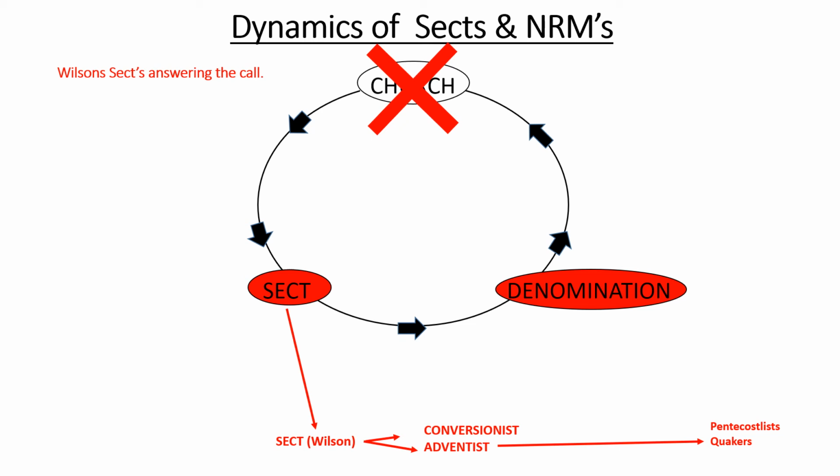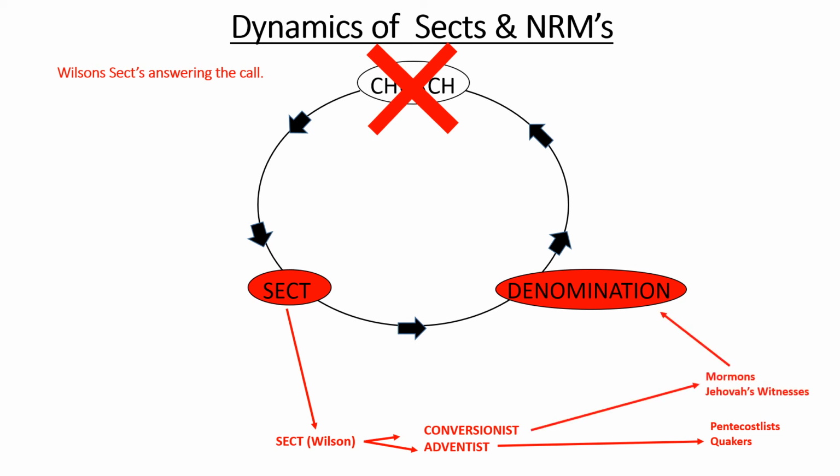Now, with the Adventist sects, they live in isolation. They remain the same. They go unchanged. They stay as they are. And as a result, they stay a sect, effectively. So Pentecostalists, Quakers, they remain quite small. They maintain their very exclusive membership, and they don't really grow into denominations.